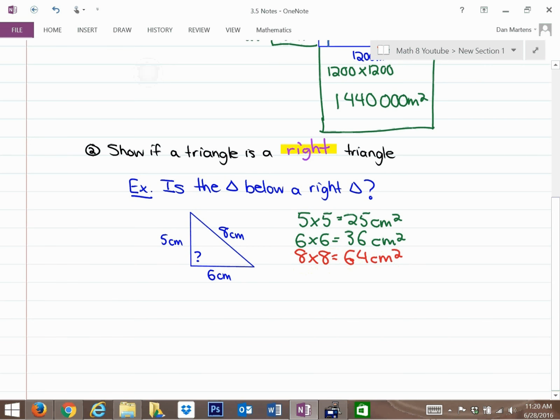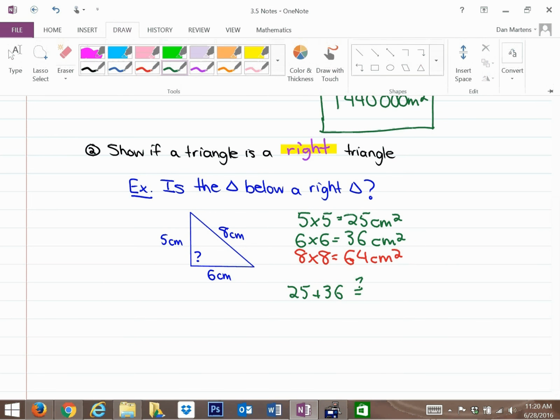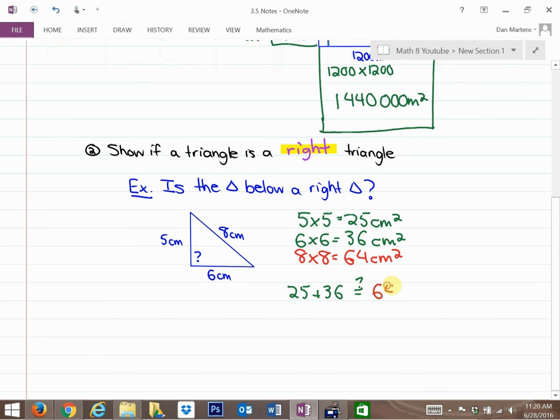So if this is a right triangle, then the two smaller areas, the 25 plus the 36, would add up to the 64. And if they don't, then it's not a right triangle. And 25 plus 36 is actually equal to 61 in this case. So since 61 does not equal 64, the answer is going to be no.